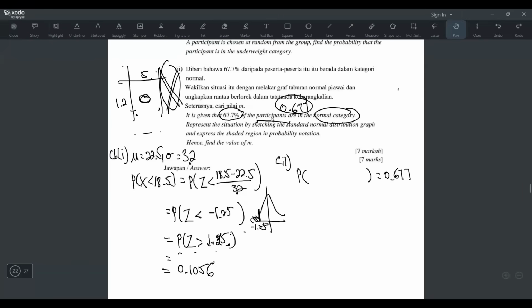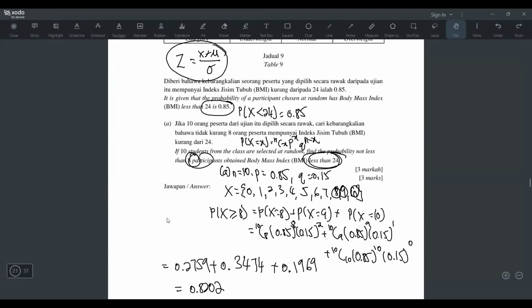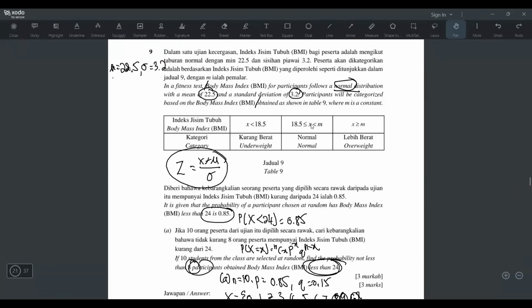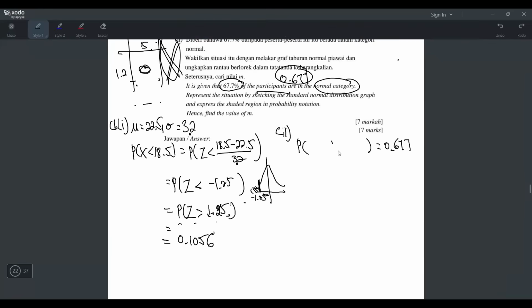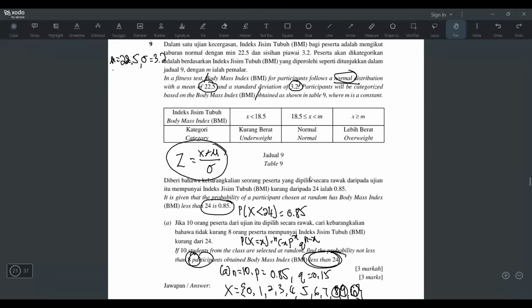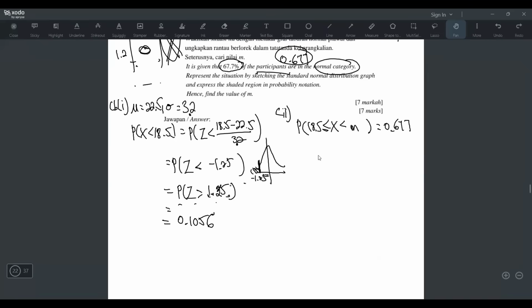Okay, I think I have to go back and see the normal category, what BMI. So the normal category is for BMI in between 18.5 and M. So it means this 0.677 is actually the probability of X in between 18.5 and M. Oh, another thing I want to mention, in normal distribution, this line is not important. Yeah, the line is not important. Okay, but since they put the line, then I just follow saja lah, right? So this is how you write the probability. Okay, probability of this one is 0.677. Okay, now I have to do what?